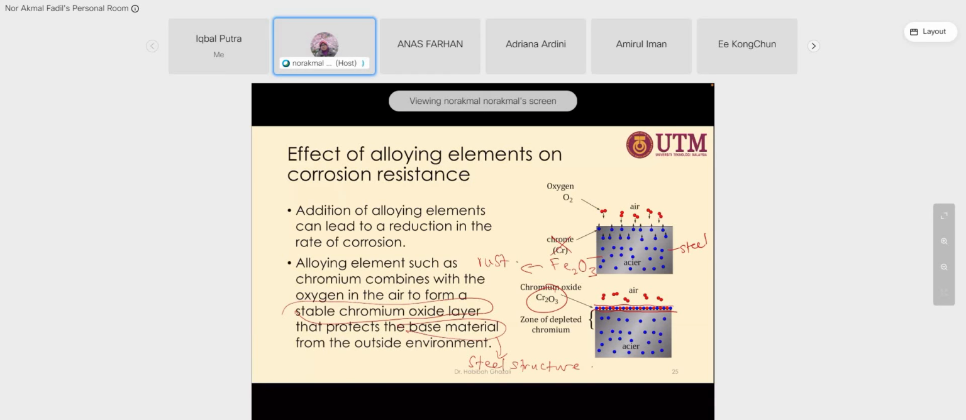So as long as you have chromium in your alloy, if you give a cut, a scratch or whatsoever, the chromium inside your steel will quickly react with the oxygen and form a protective, continuous, and stable layer. It will protect your steel from corrosion.